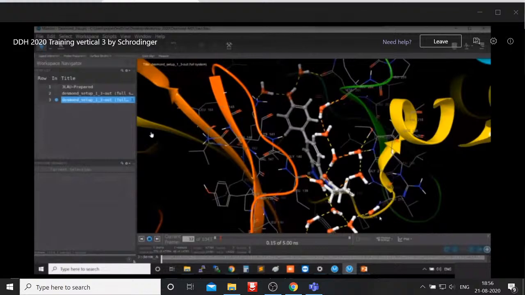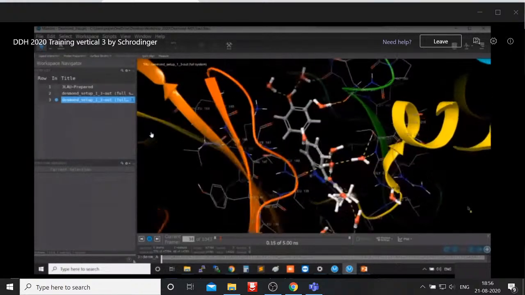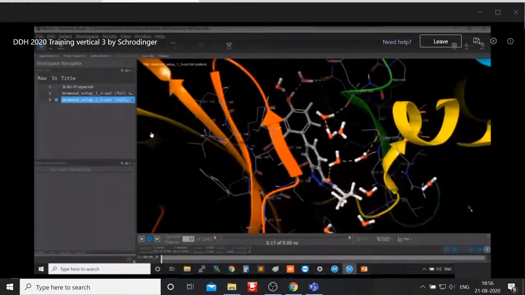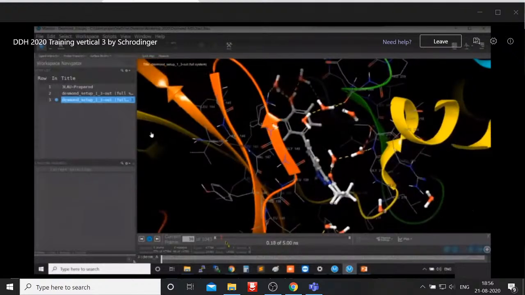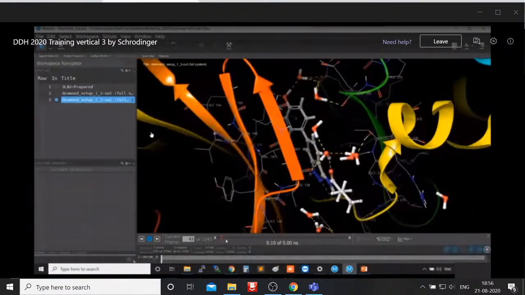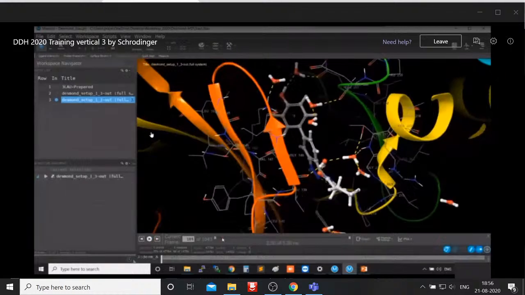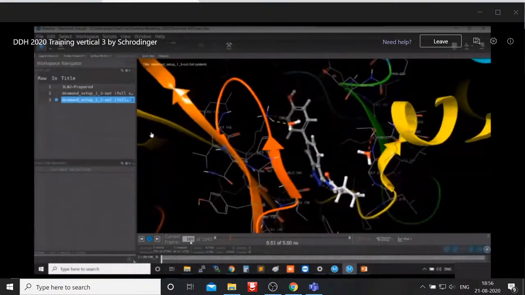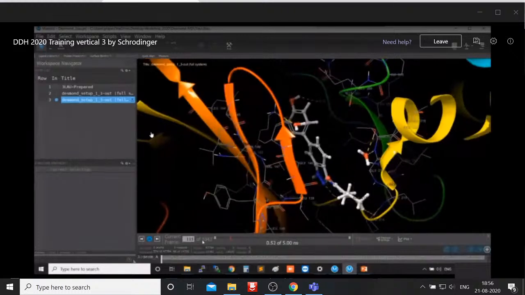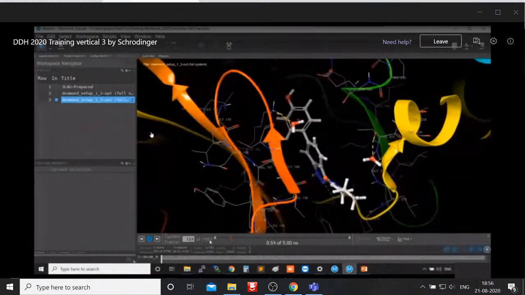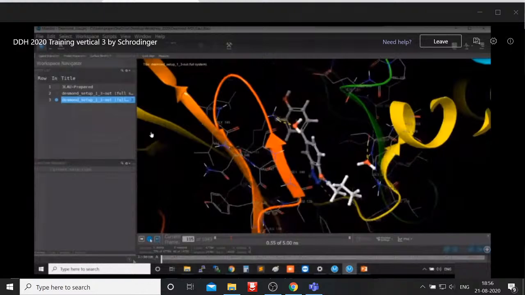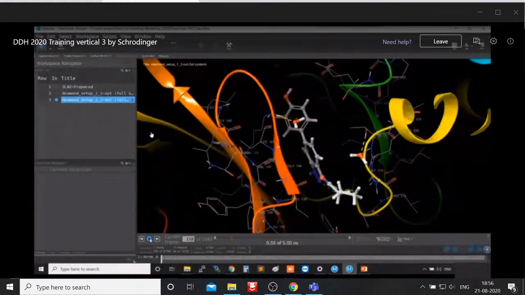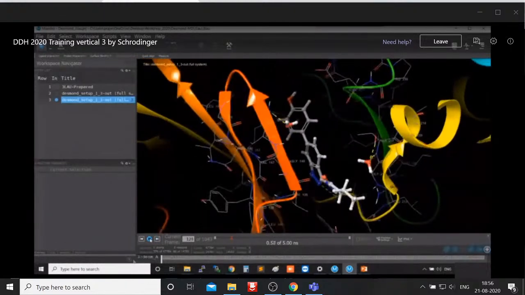Then you can play your trajectory and see how the interactions change throughout the MD simulation. It plays through this player, and you can see how the frames proceed one by one, and it has a total of 1043 frames. This is the way you can analyze your MD simulation trajectory by visual analysis.